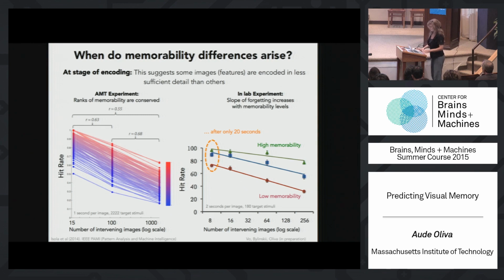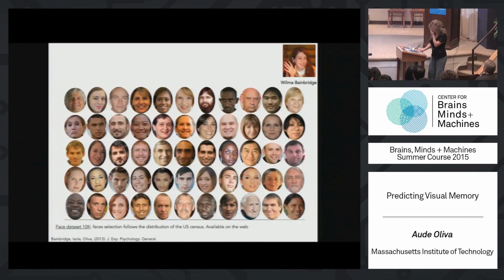So it suggests that there are some features in the visual information that are encoded in less detail than others, or with more detail than others. And what's very interesting is that you can then go to neuroscience and start studying the level of detail or the quality of encoding of an image, and see where in the visual pathway an image is gone after 20 seconds or something like this. So, important point: the rank is conserved.